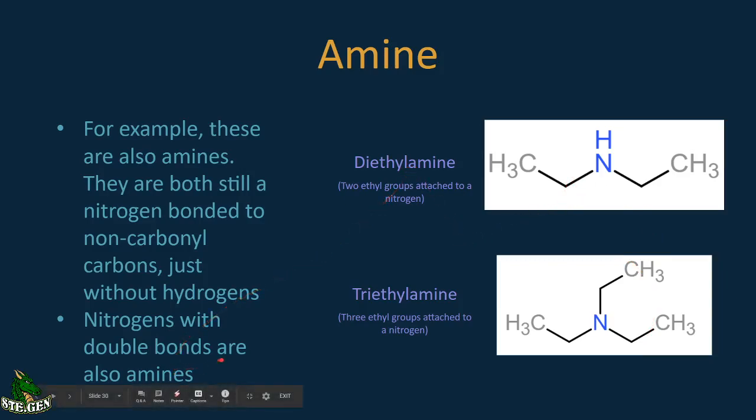Nitrogen with double bonds could also be considered amines. So if this was nitrogen double bonded to a carbon on one side, that would also be considered an amine. So this one is diethylamine, and this is triethylamine because there are 2 ethyls on this one, and there are 3 ethyls on this one.